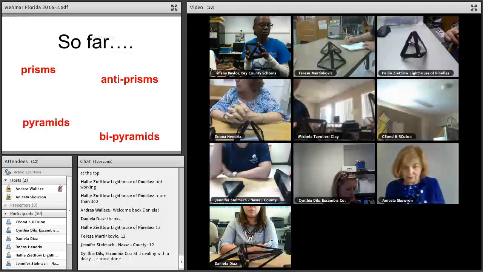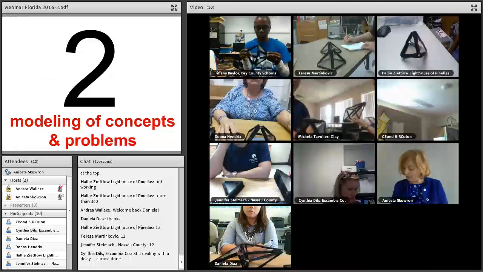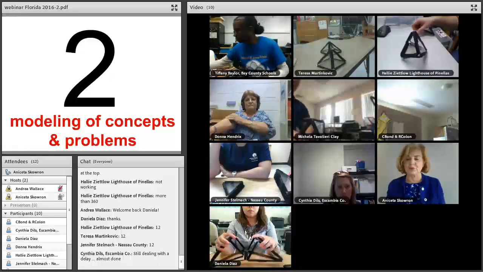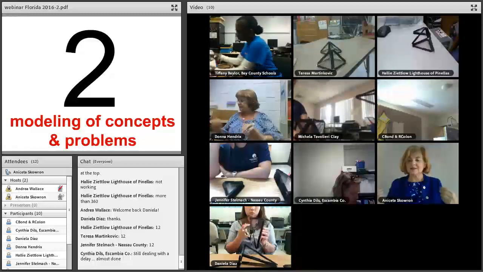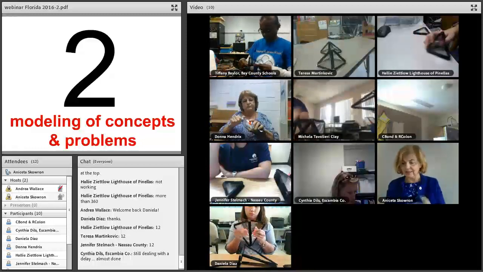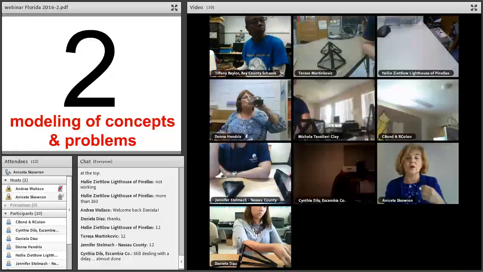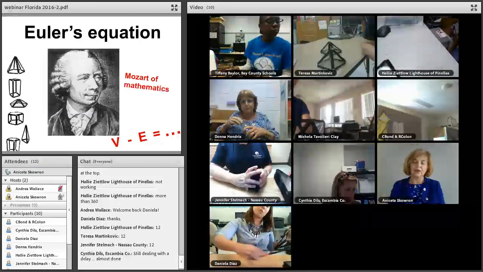Okay, now we are going to change gears and we will go into modeling and showing what you can do with this. Now you have some structures to play with, some interesting new names and structures, and now I would like to show you what we can do with that. So let's start with Euler equation.